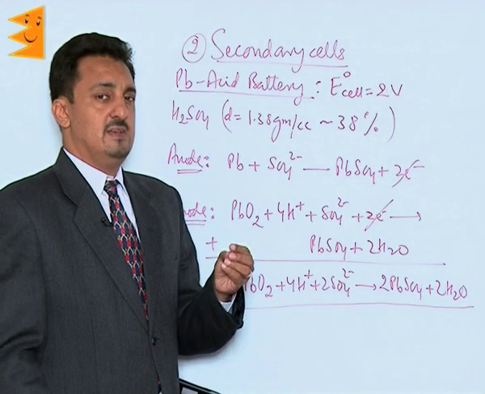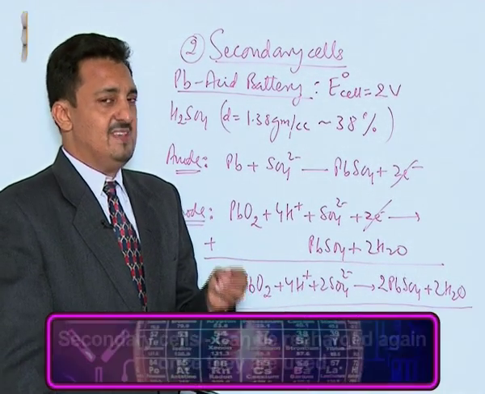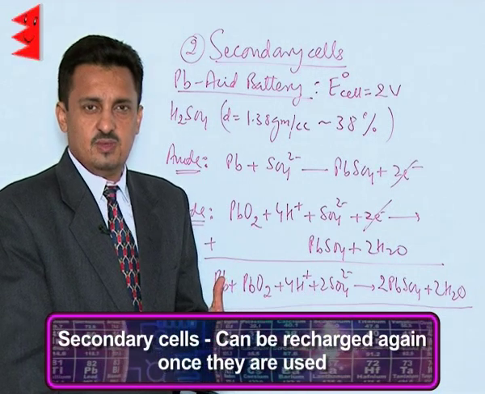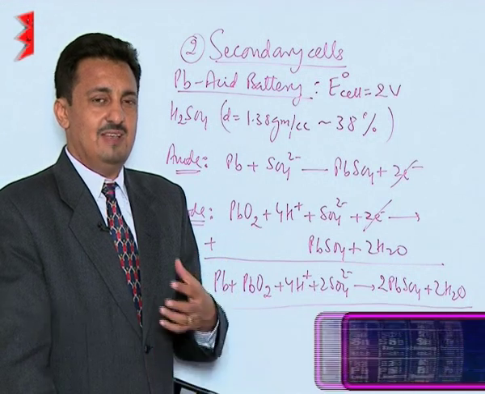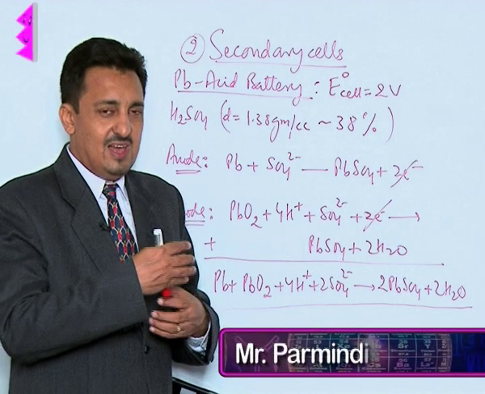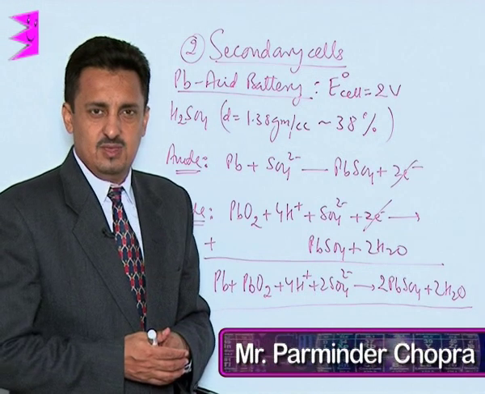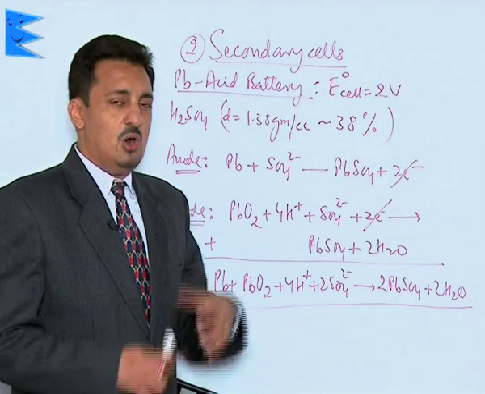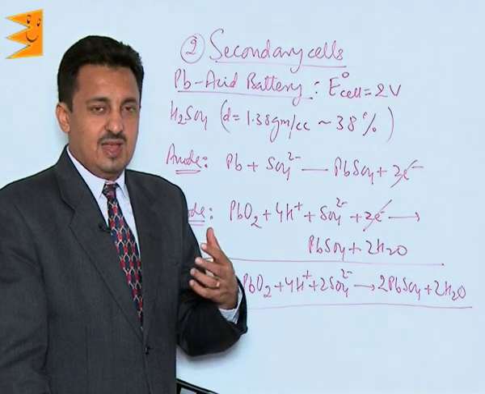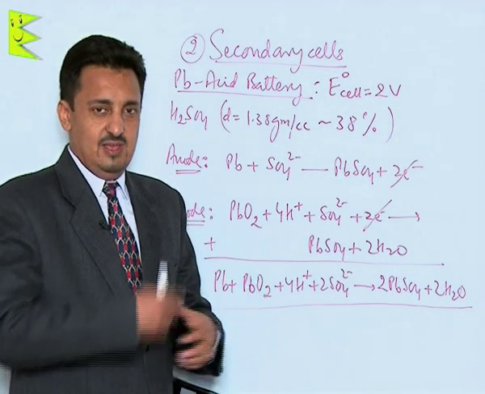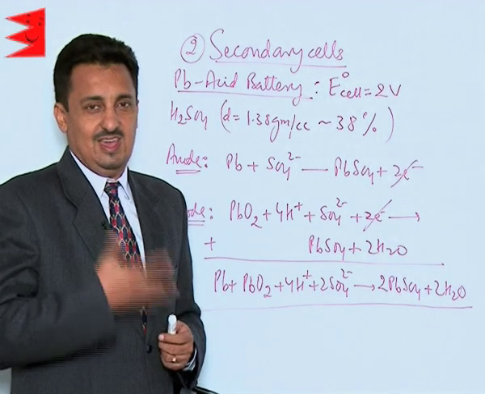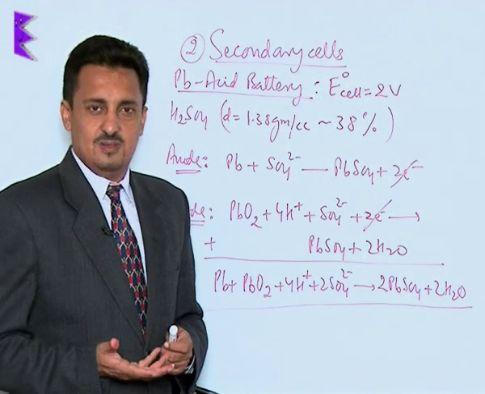Now let us see the secondary cells. The secondary cells are those cells which can be recharged again once they are used. When we are recharging these cells, the electrolytes consumed are basically regenerated back along with the electrodes. So all the matter which was undergoing the reaction during use gets regenerated and recharged. The speciality of the secondary cells is therefore that they can be reused again and again because they can be recharged again.